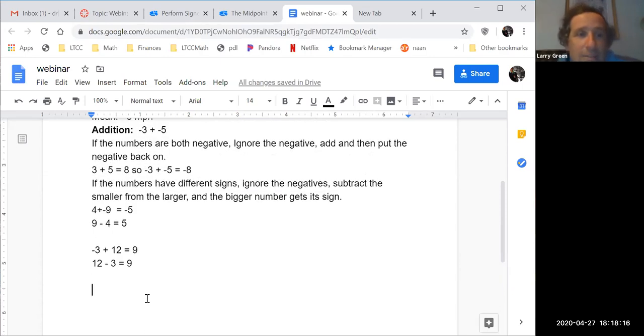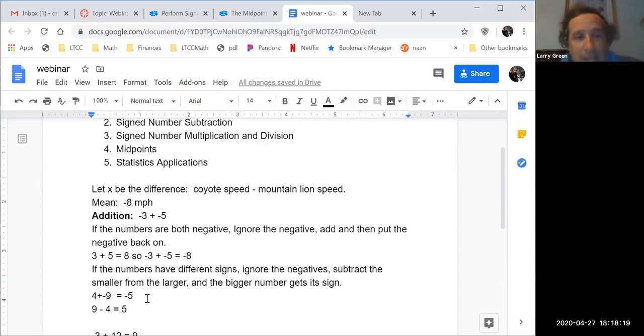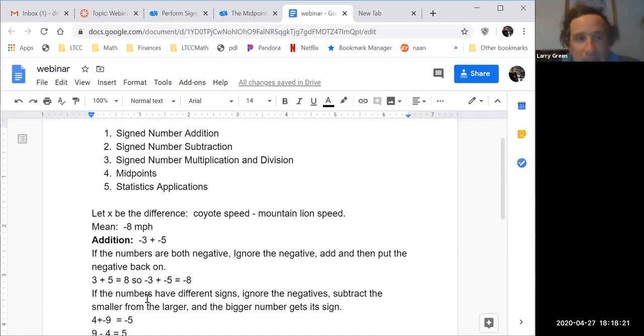But we're going to do lots of examples, and then we'll get back to the applications, which, guess what? More examples. Okay. Any questions on addition? Any questions on addition?